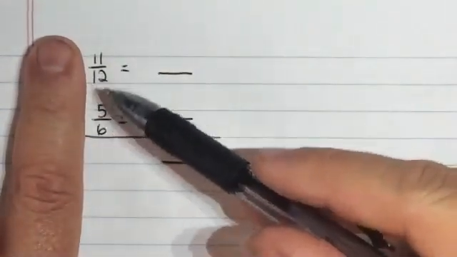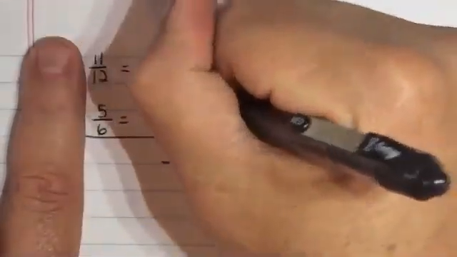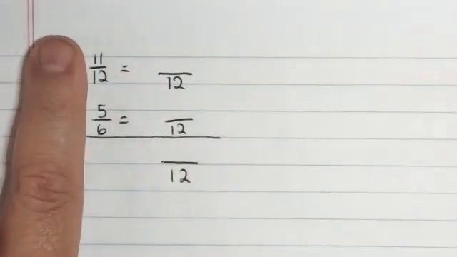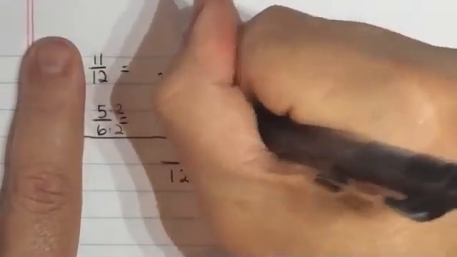Remember, I said you always start with that bigger number, and in this case, that is the lowest common denominator because 6 will go into 12. So we're going to use 12 as our denominator for this problem. And how do I get 6 to 12? I've got to multiply the top and bottom by 2. So 5 times 2 gives me 10.